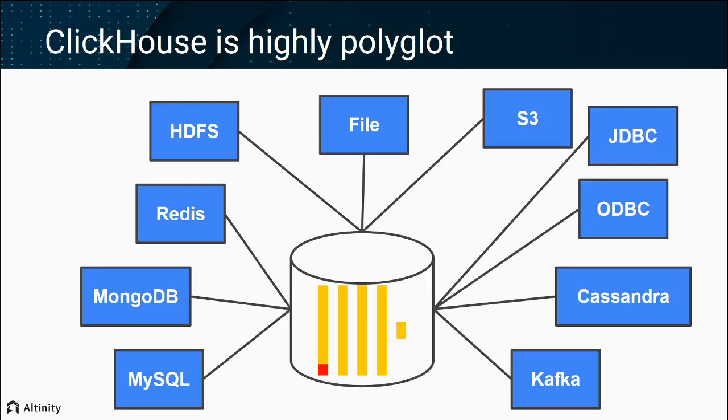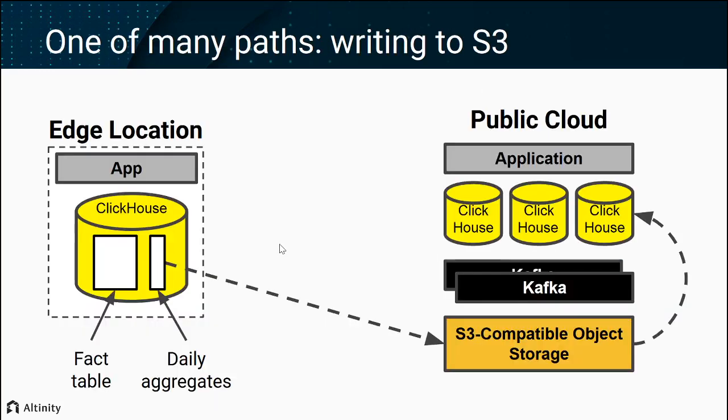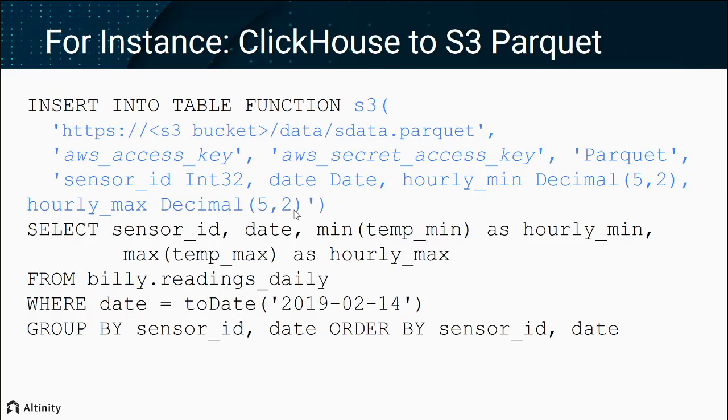ClickHouse is what we call a polyglot database, which means that it can read and write directly to a number of useful data sources, everything from HDFS to Kafka. So I'll just give you a really simple example of this, one of the possible paths, how we would get the data out of your edge location into the public cloud. What we'll do is we'll have the fact table, the daily aggregates, and from time to time, we will just write a file up to S3, and then ClickHouse can be programmed to go ahead and read it. And let me just show you the SQL that makes that possible.